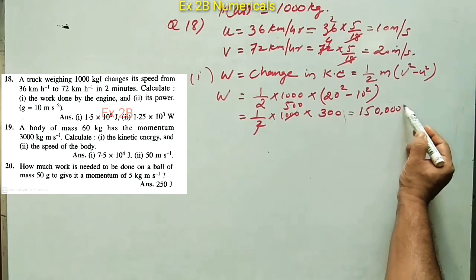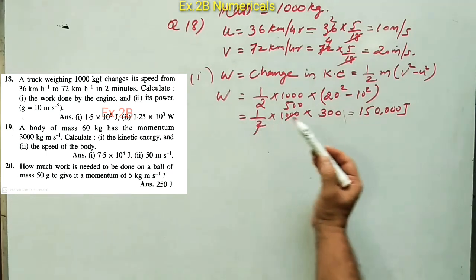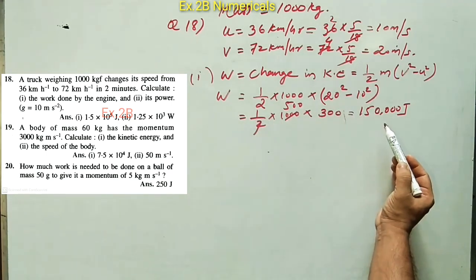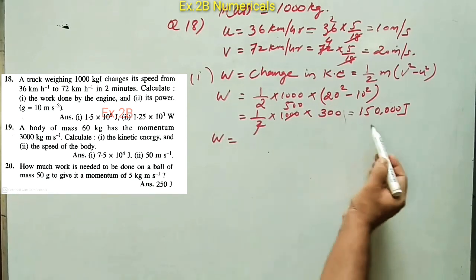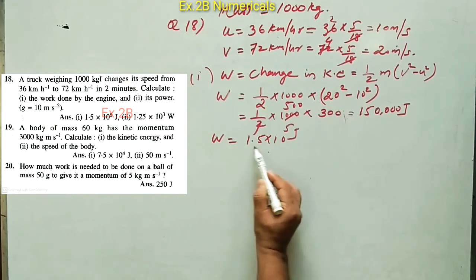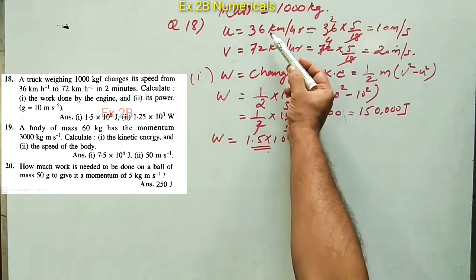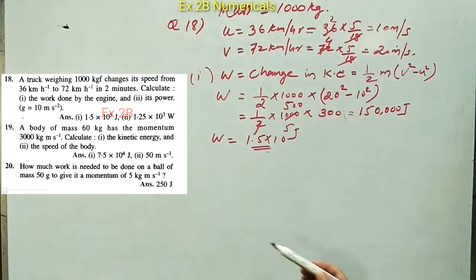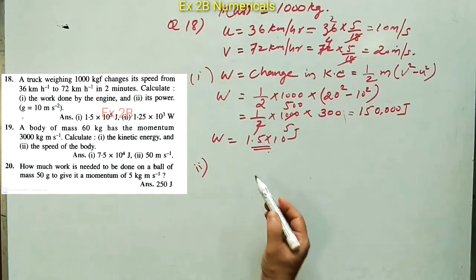So we are getting the work done, which is equal to change in kinetic energy. It comes out to be 150,000 joule. So I can write W is equal to 1.5 into 10 to the power 5 joule. So this is the work done by the engine in changing the speed from 36 km per hour to 72 km per hour. The second part, we have to calculate the power.